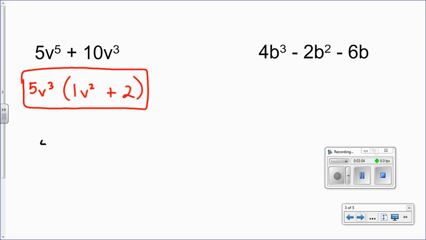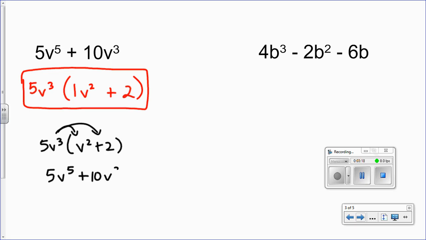And you can check to see if you did it right by distributing. So check and see, okay, does 5b cubed times b squared plus 2 give me what I started with? So 5b to the 5th plus 10b cubed. Okay.